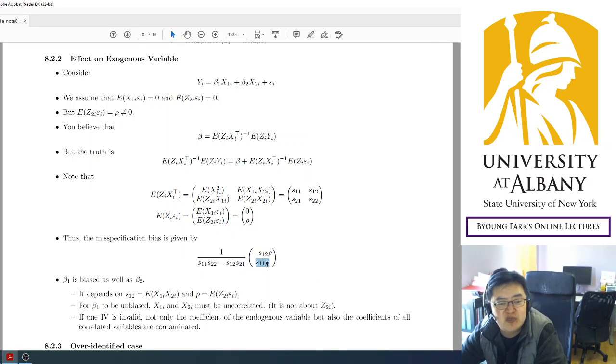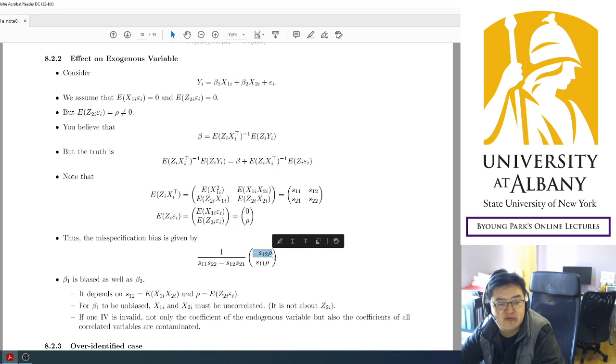Anyhow, beta 2 has this much misspecification bias. Remember, S11 is the variance of X1, therefore it is always non-zero as long as rho is non-zero. So beta 2 is certainly biased whenever the instrument is endogenous. Which is obvious, intuitive.